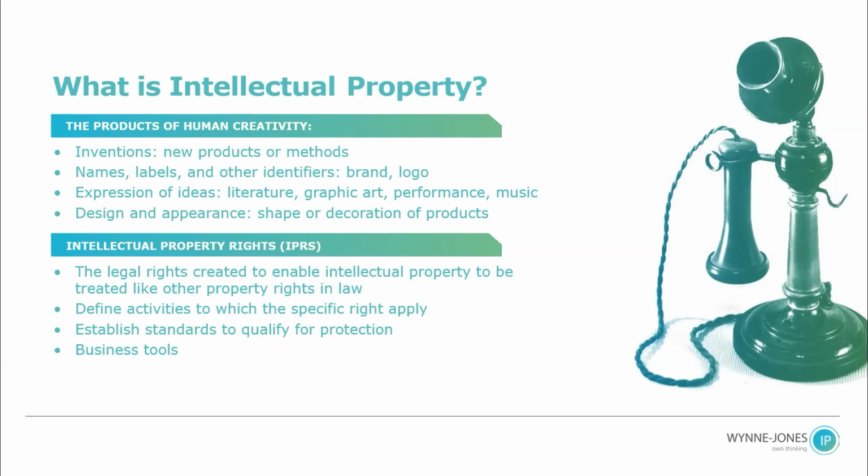Intellectual property rights are the legal rights created to enable intellectual property to be treated like other property rights in law. Because many of the products we're talking about are abstract in their general concept, whether or not they're embodied in physical things, we need a set of laws to let us use them. And the intellectual property rights define the activities to which a specific right applies. In other words, they tell us what things you have to do to get a certain type of protection. They establish certain standards to qualify for protection, even if the product is itself falling within one of these general definitions. Has it done enough to justify legal protection?